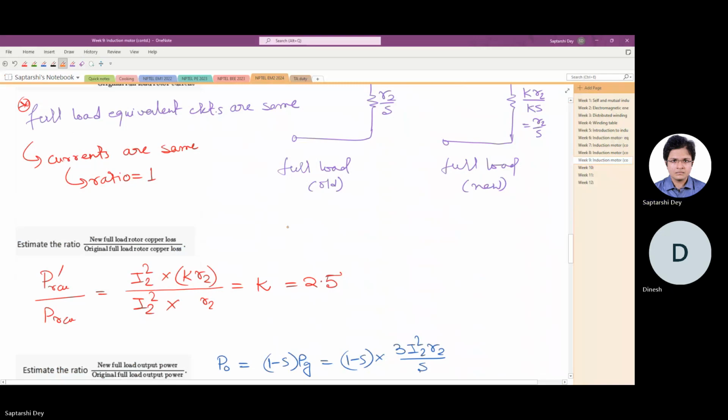No, no. See, this is the actual rotor circuit without doing any jugglery.